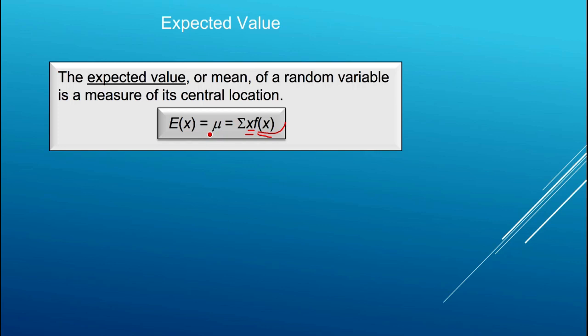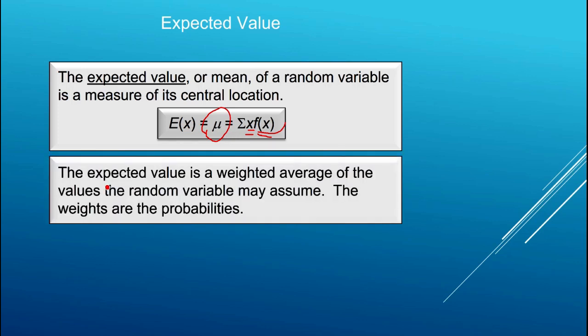The only other thing I would point out here is that we're talking about mu, which is the population mean, because these probability distributions are, in a sense, models of the distribution of the population parameter. So we're not talking about x bar here, we're talking about mu.